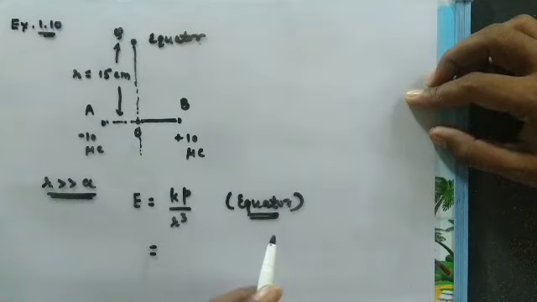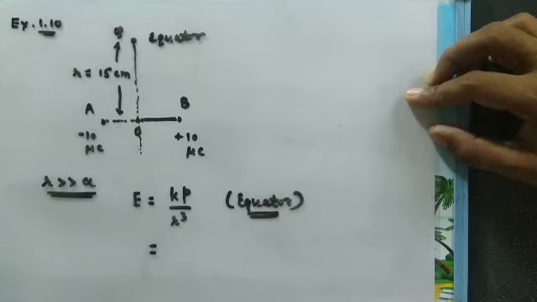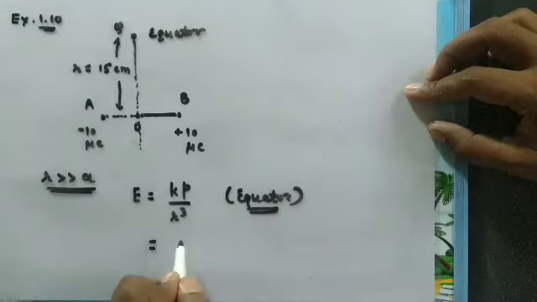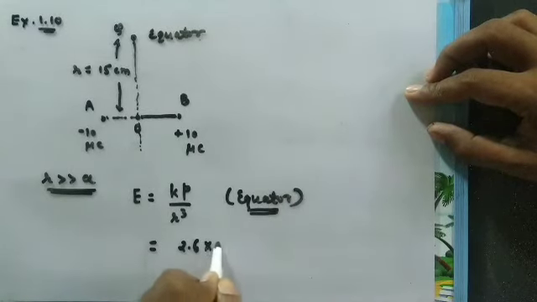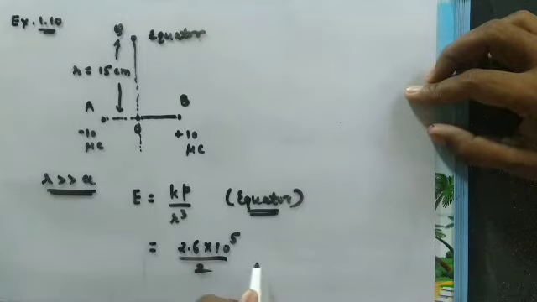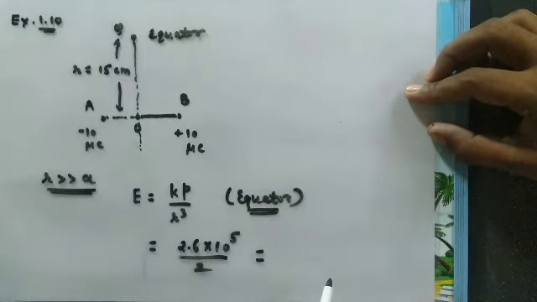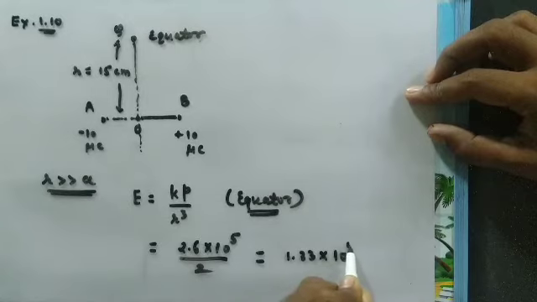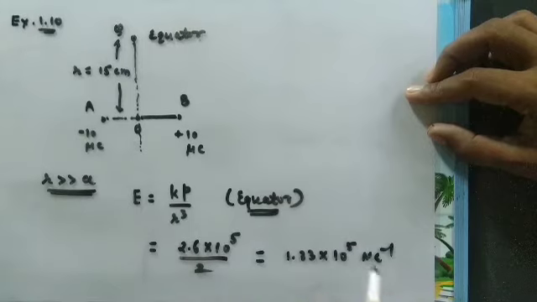So we know that on axis the electric field obtained was 2.6 into 10 raised to 5, but this is half of that, so divide by 2 and you will get the answer 1.33 into 10 raised to 5 Newton per coulomb.